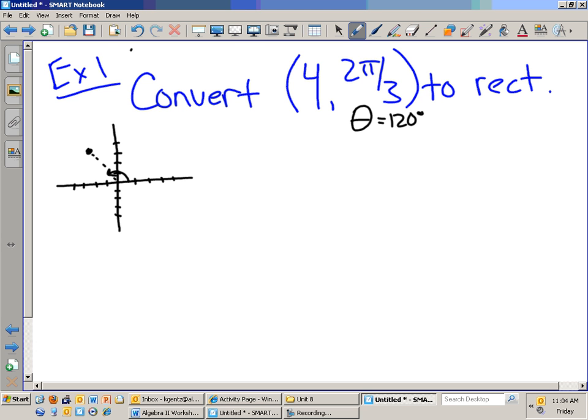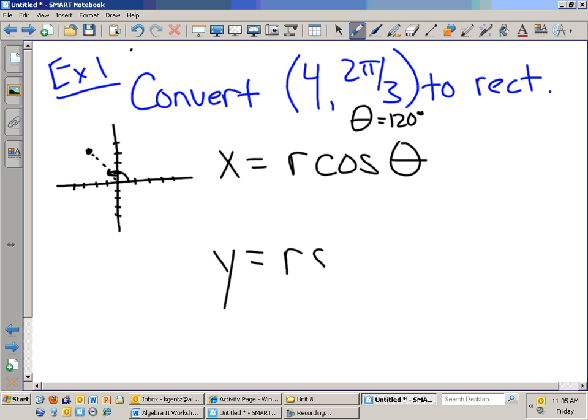We want to convert that to rectangular coordinates. When we convert that to rectangular coordinates, will the x value be positive or negative? Negative. Will the y value be positive or negative? Positive. So if I want to convert this to rectangular coordinates, I need to solve for x, which is equal to r times the cosine of theta, and y, which is equal to r times the sine of theta.